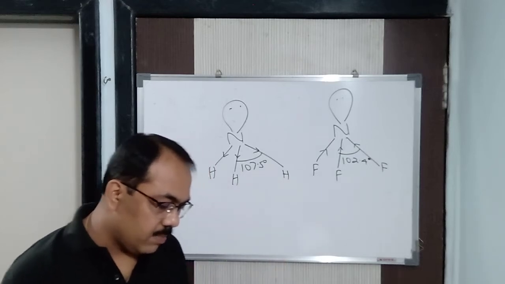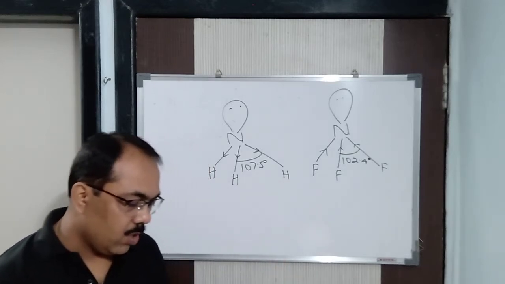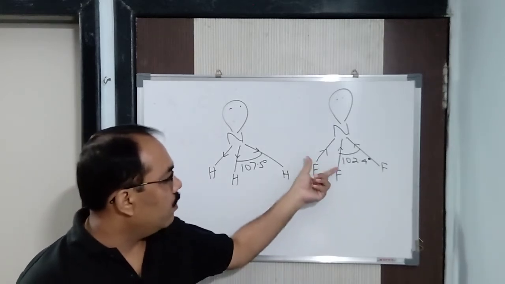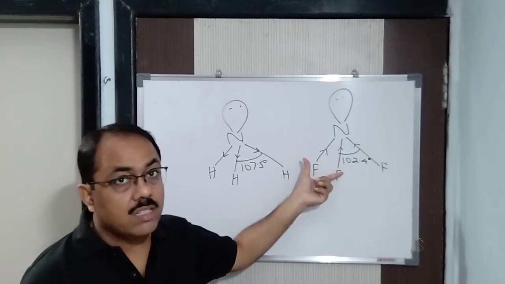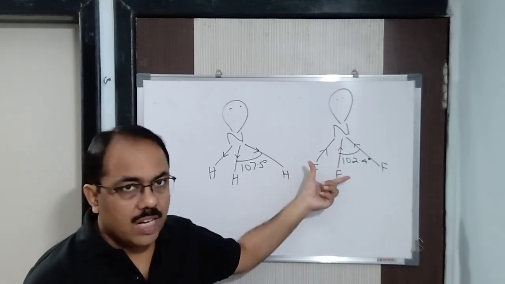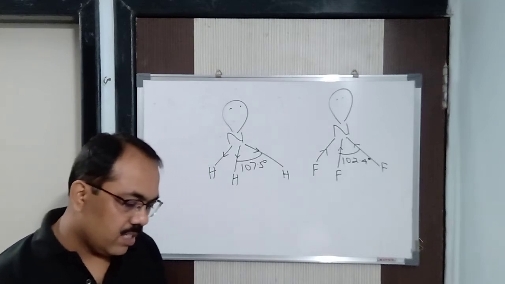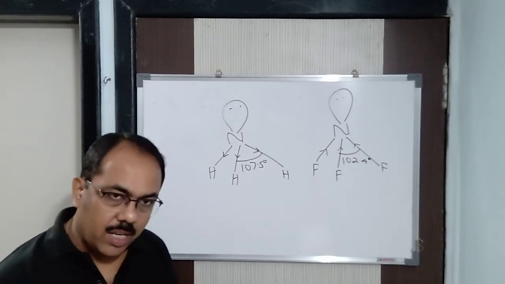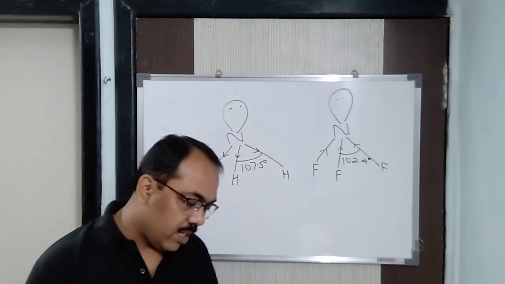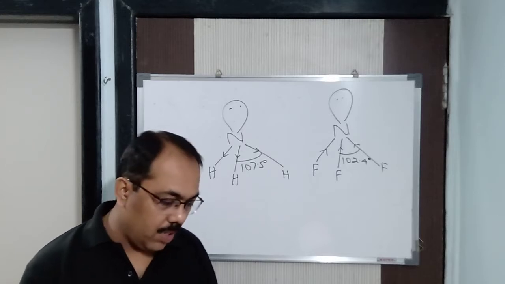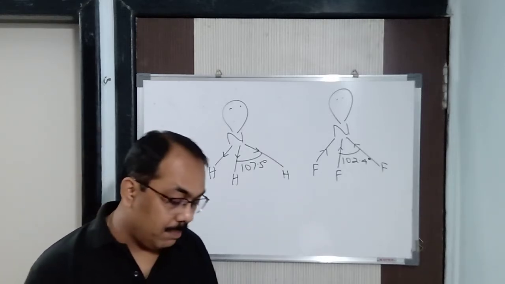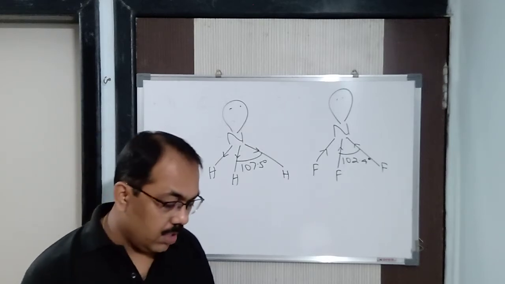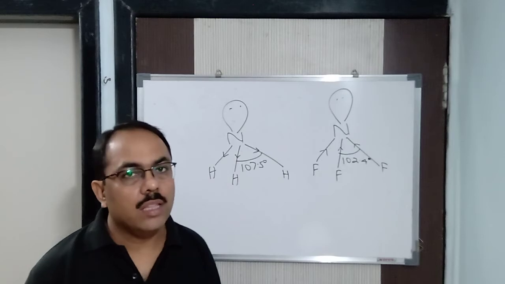So as the distance between the bond pairs is more, the repulsion between the bond pairs in NF3 is less than that of NH3. For that purpose, again I repeat, the bond pairs of electrons are away from nitrogen. In other words, the distance between the bond pairs is more. As a result, the repulsion between the bond pairs in NF3 is less than that in ammonia, that is in NH3.